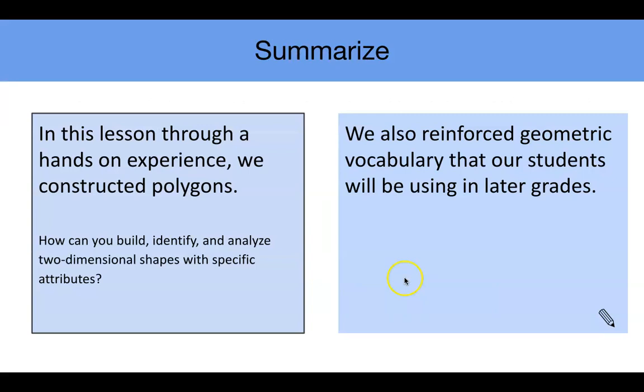In this lesson, through a hands-on experience, we constructed polygons. We did build, identify, and analyze two-dimensional shapes with specific attributes. We also reinforced geometric vocabulary that our students will be using in later grades.